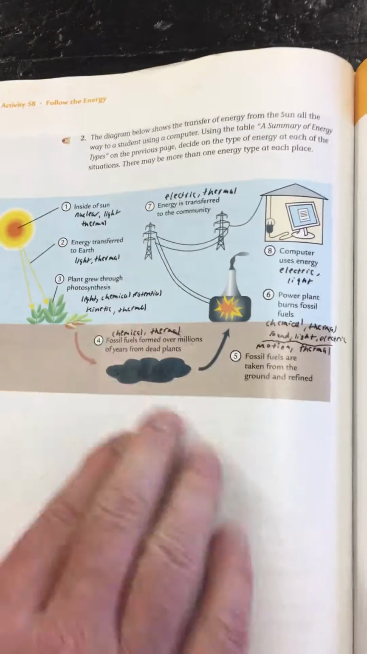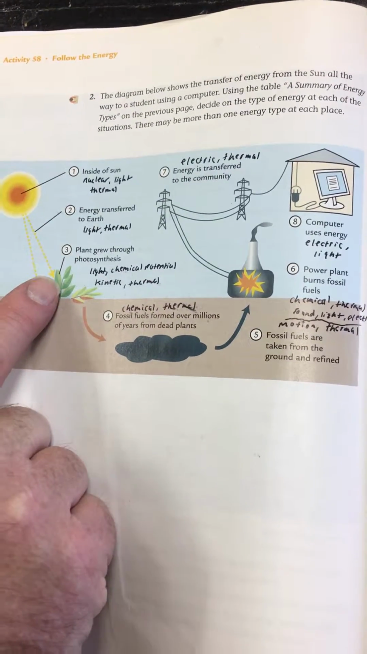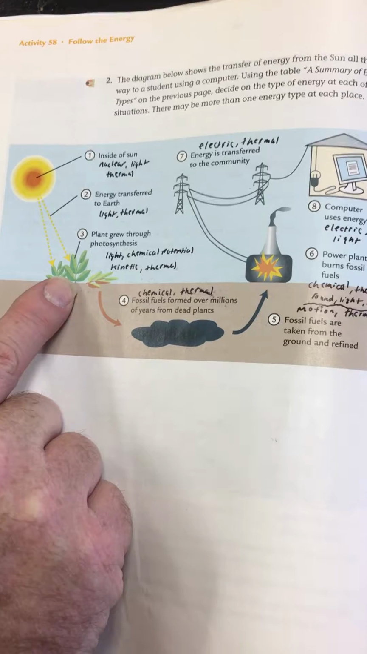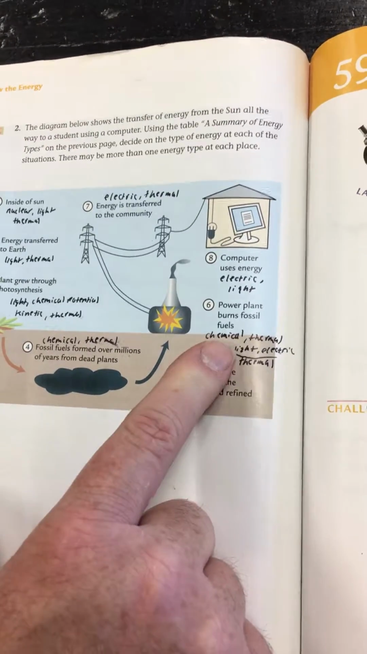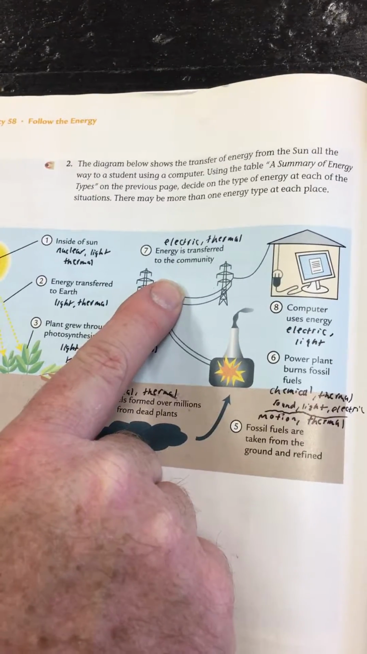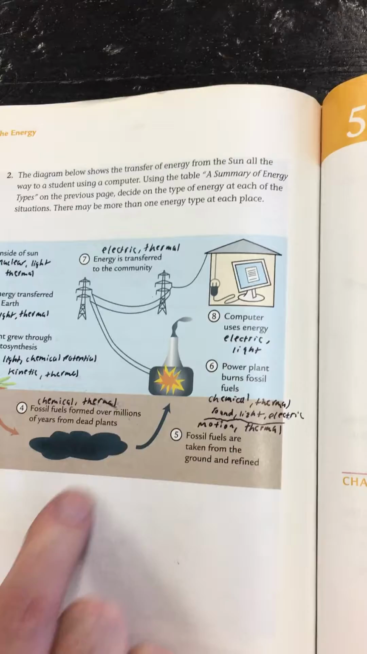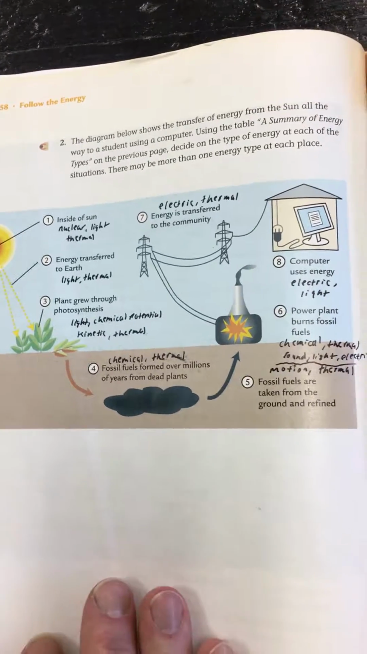So here we follow the energy from the sun all the way as it transferred to the earth, into photosynthesis, down into the fossil fuels being refined, burning the fossil fuels, transferring that to the community, and then to our homes for a student to be able to use their laptop computer. And this is following the energy.